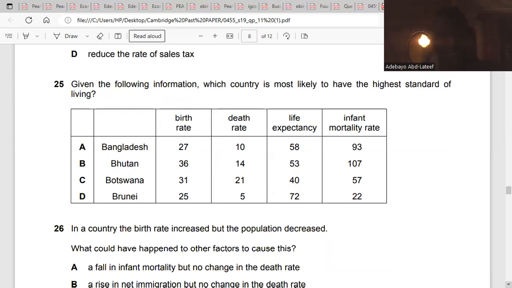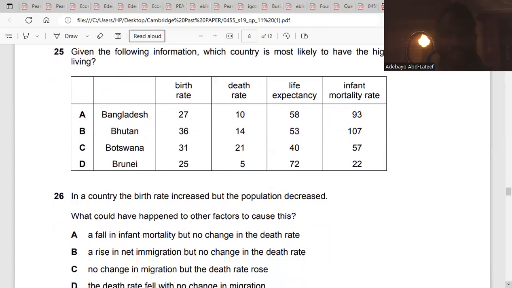25. Given the following information, which country is most likely to have the highest standard of living? Bangladesh. The birth rate, the death rate, life expectancy, infant mortality. Let's just check. They want the highest standard of living, right? So for the highest standard of living, it must have a low birth rate, it must have a low death rate, it must have high life expectancy, it must have a low infant mortality.